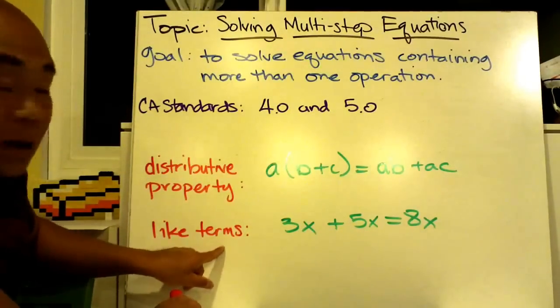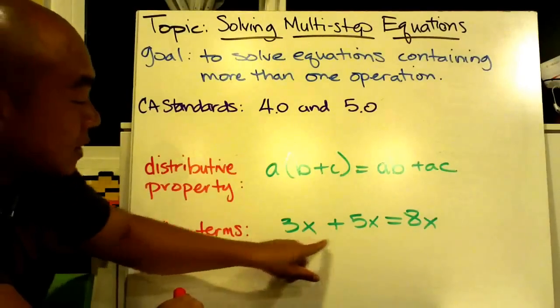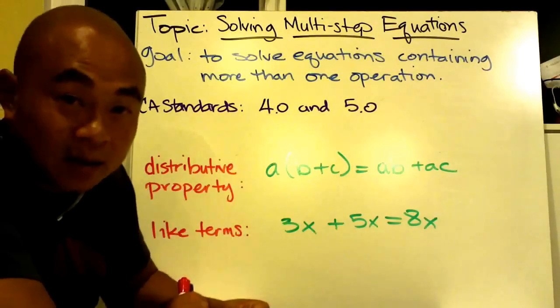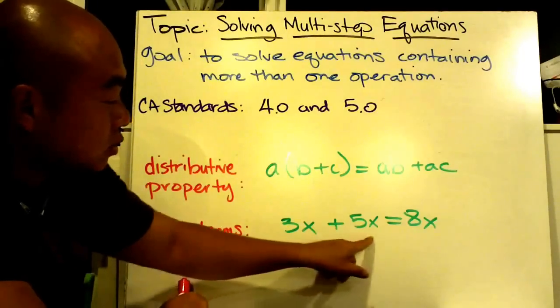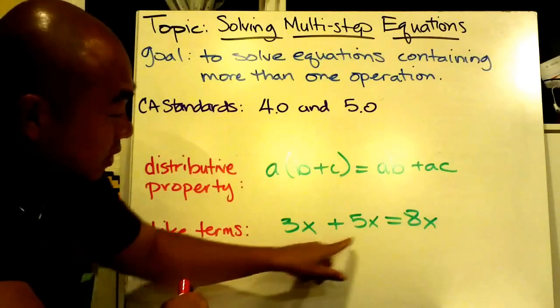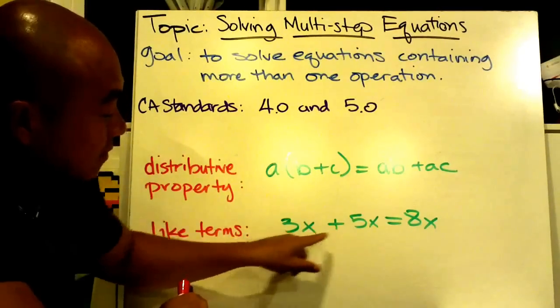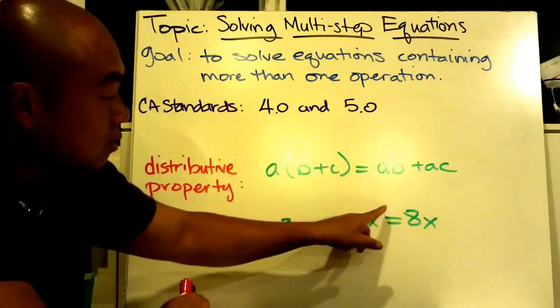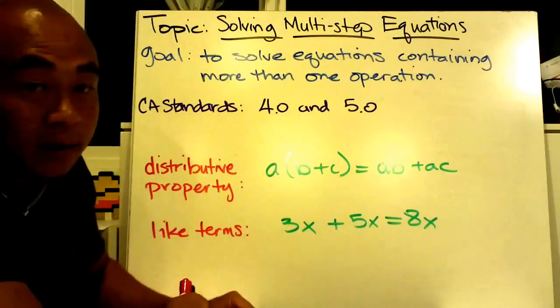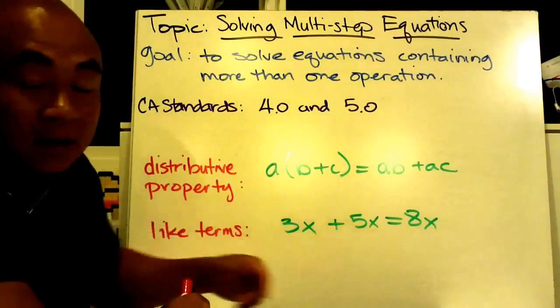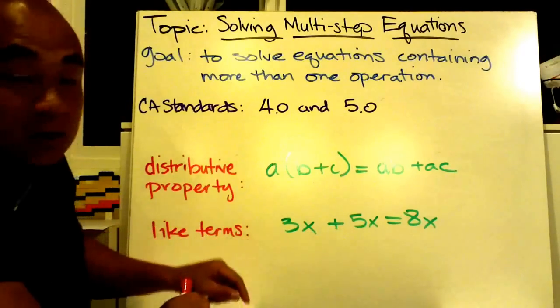And combining like terms. So if you have 3x plus 5x, you're going to have 8x. Notice that the two x's right here, if they are the same, then you can combine them. If this had a little power of 2, then you cannot combine them. So as long as your variables are exactly the same, then you can just combine your coefficients.